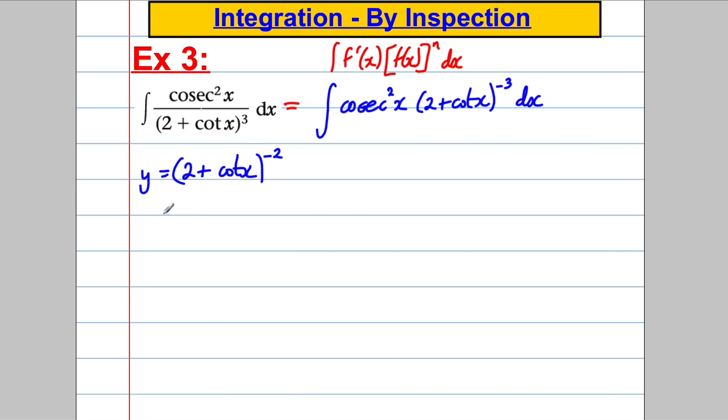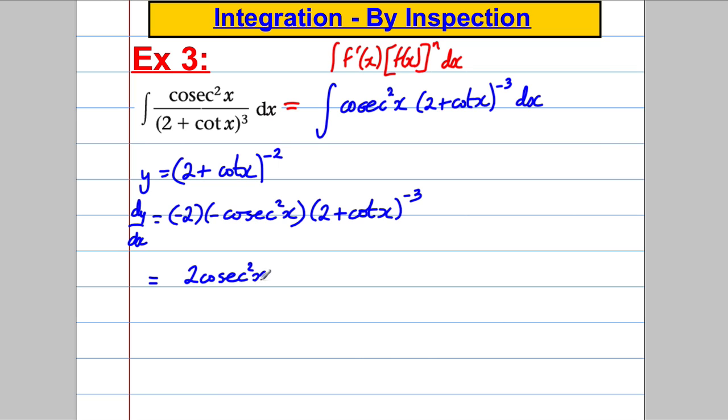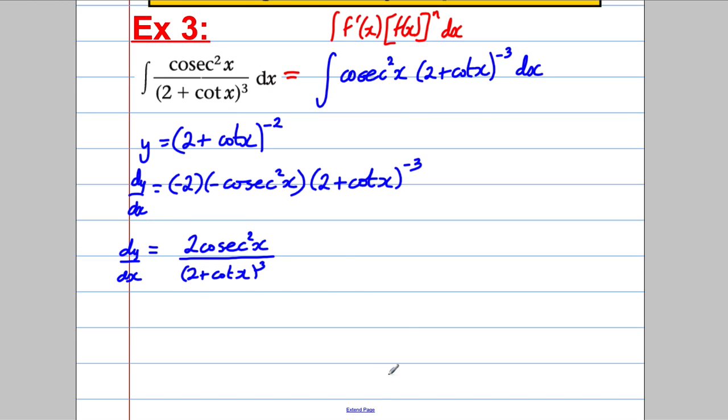Well, let's give it a go. If we differentiate this here, what would you get? dy by dx. Well, you bring down the negative 2, so you'd multiply by negative 2, you differentiate inside the brackets, which would be negative cosec squared x, and you'd reduce this power by 1, so you'd have 2 plus cot x to the power of negative 3. And when you simplify that, you actually do get 2 cosec squared x divided by 2 plus cot x cubed. Which is very like what we're looking for.